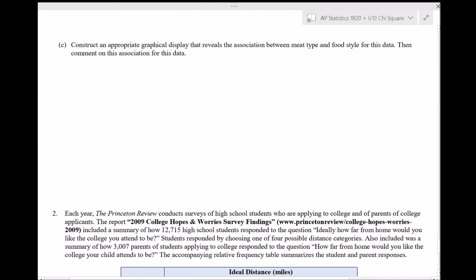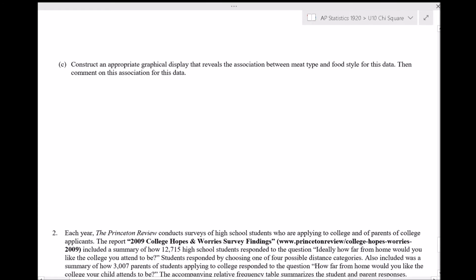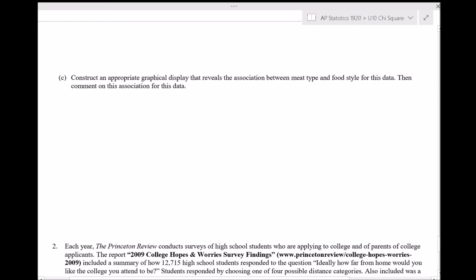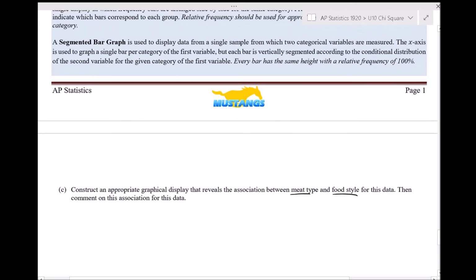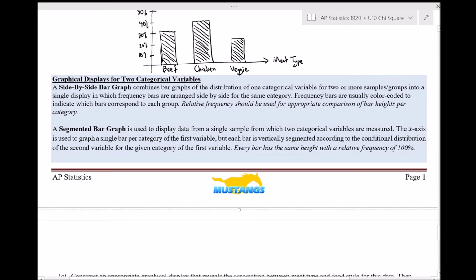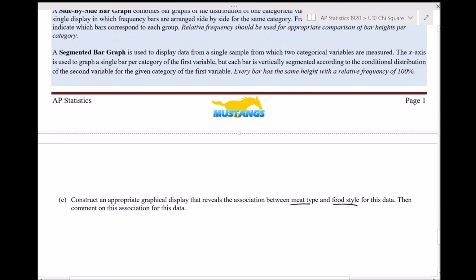We're going to construct an appropriate graphical display that reveals the association between meat type and food style for this data. Then comment on this association for this data. So let's see. It reveals the association between meat type and food style. So we've already seen a side-by-side bar graph before, so I'm going to go with a segmented one. Those are kind of cool. So segmented bar graph.